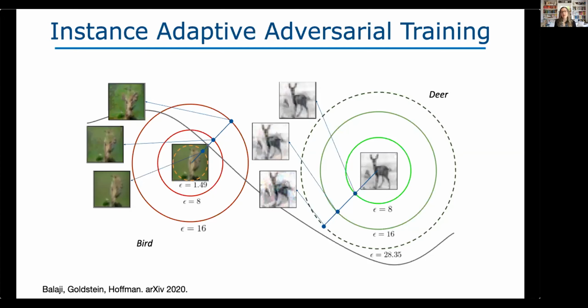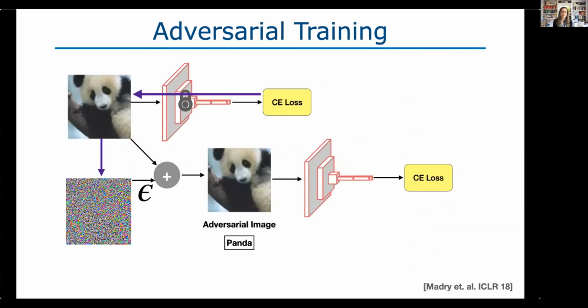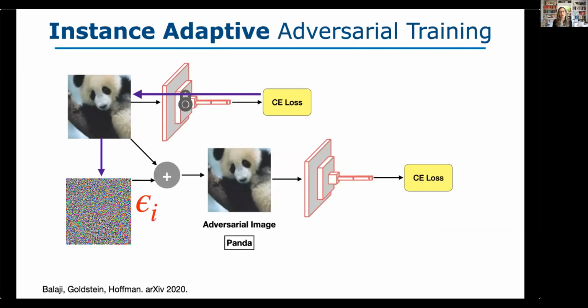So this gives us the intuition as to how we might induce an instance adaptive adversarial training procedure. The way that we do that is we take standard adversarial training, which uses a fixed epsilon, and we instead produce an instance-specific epsilon. This instance-specific epsilon is going to be chosen according to how naturally robust an image is already.